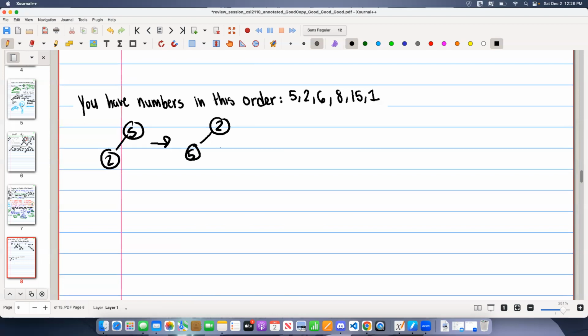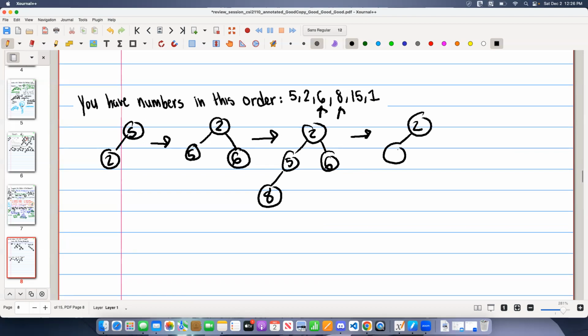Now you have the next thing in line, which is 6. You add 6. I'm keeping a perfect tree every step that I'm adding a value. Is this still a min heap? Yes. You continue. You have 2, 5, and 6. Now you're adding 8. It goes here. Is this still a min heap? Yes. You continue. 2, 5, 6, 8.